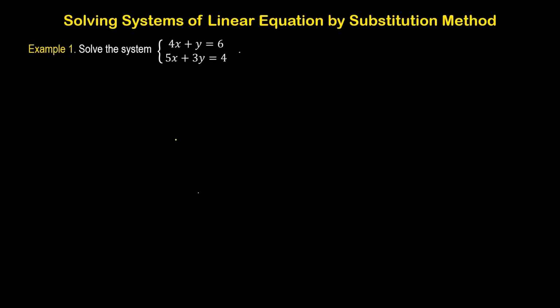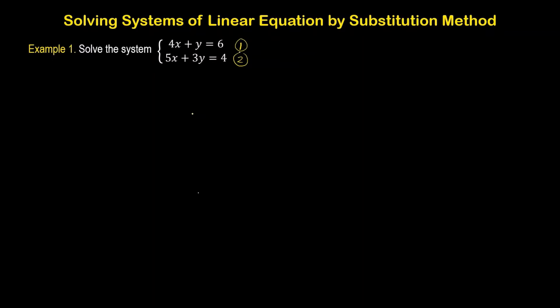Now, para mas maintindihan natin to, let's have our first example. Para sa ating unang example, solve the system 4x plus y is equal to 6 and 5x plus 3y is equal to 4. So, bago tayo mag-proceed sa mga steps sa pag-solve ng system na to, i-label muna natin ang ating equation sa ating given system. So, ito yung ating first equation at ito naman yung ating second equation.